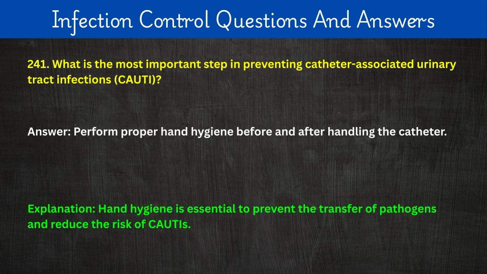241. What is the most important step in preventing catheter-associated urinary tract infections, CAUTI? Answer. Perform proper hand hygiene before and after handling the catheter. Explanation. Hand hygiene is essential to prevent the transfer of pathogens and reduce the risk of CAUTIs.